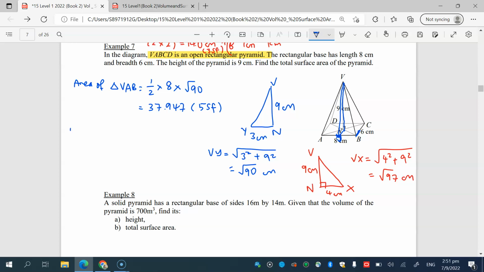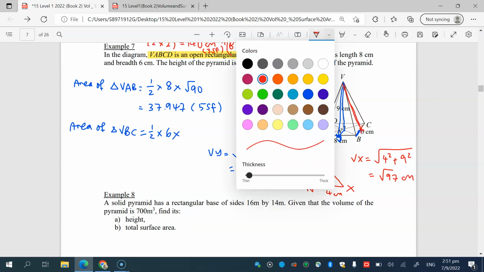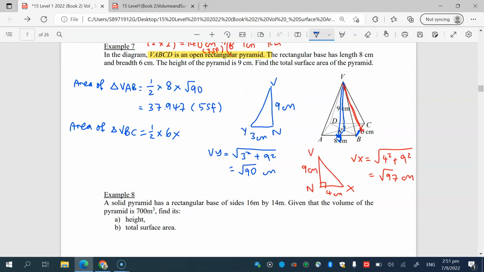Okay, then for area of triangle VBC, this is half times base times height. Base is 6, and the height is what we found just now, which is over here. Right, remember this VX here. This is X. Okay, so for that one, it was half times base times the height, which is square root 97. So that one will give you 29.546 to 5 SF.